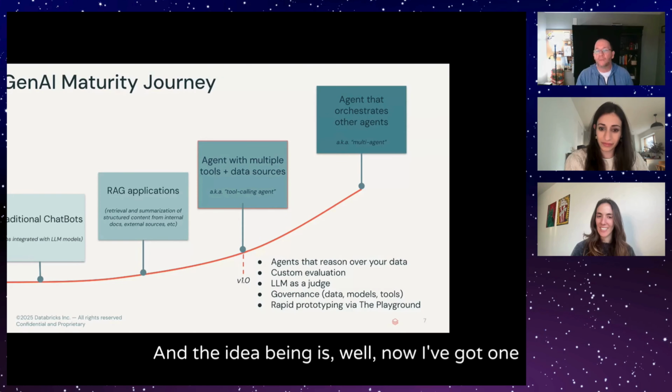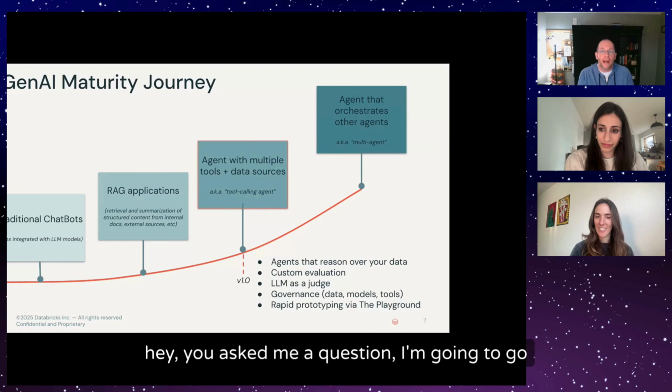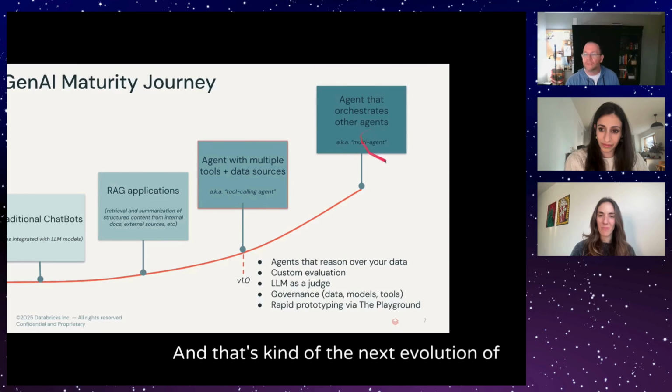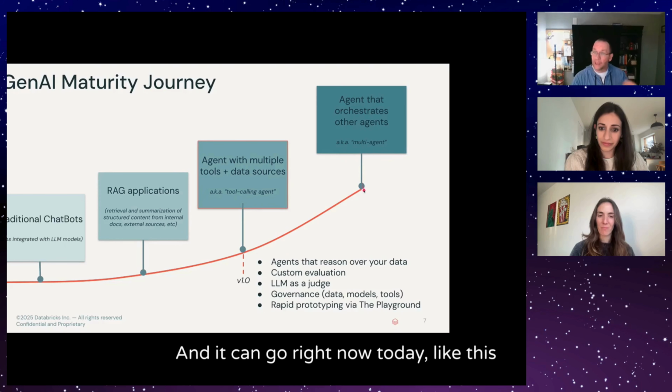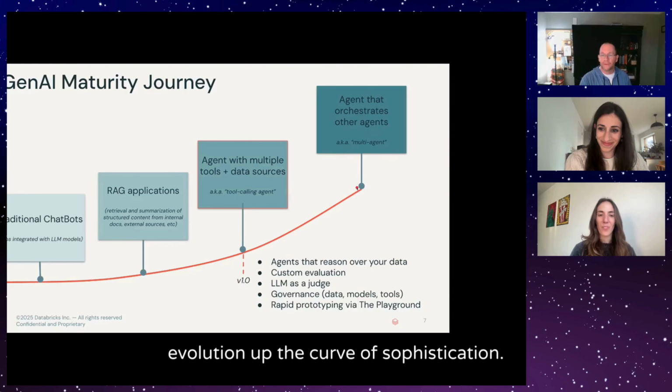The idea is that now I've got one router LLM that's smart enough just to know, hey, you asked me a question, I'm going to go ask this other LLM. That's the next evolution of sophistication where this is going to go. And it can go right now today. This capability is there. It's just an evolution up the curve of sophistication.